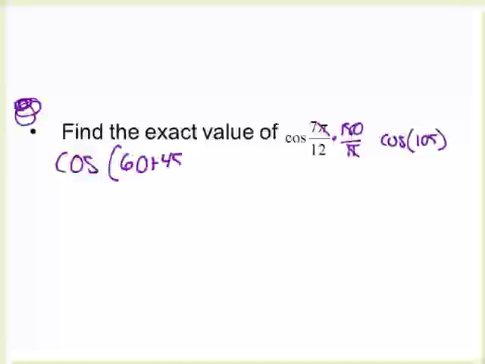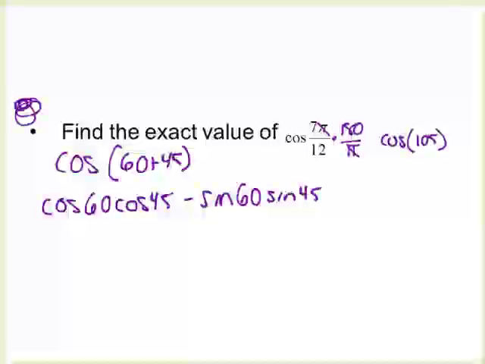60 and 45. Cosine sum formula. So under the sum formula for cosine, it says we're going to do cosine of each minus the sine of each. And it does not matter which order you did the 60 and 45, it'll turn out the same. So if you did 45 plus 60, you should end up with the same answer.